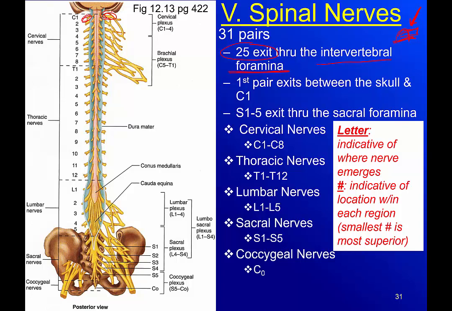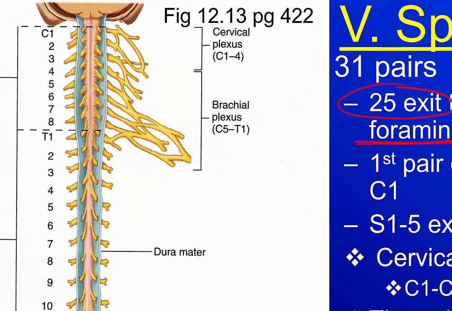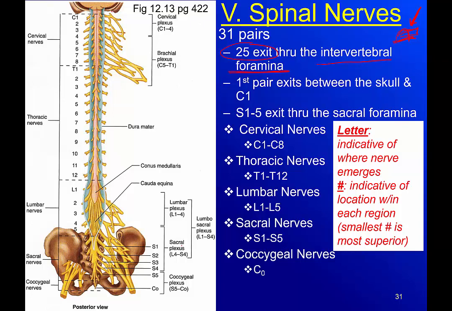One pair, the first pair, C1, actually doesn't come out from in between the vertebra. It actually is below the skull and on top of the first vertebra. So it doesn't come through that intervertebral foramina. Foramina just means hole.